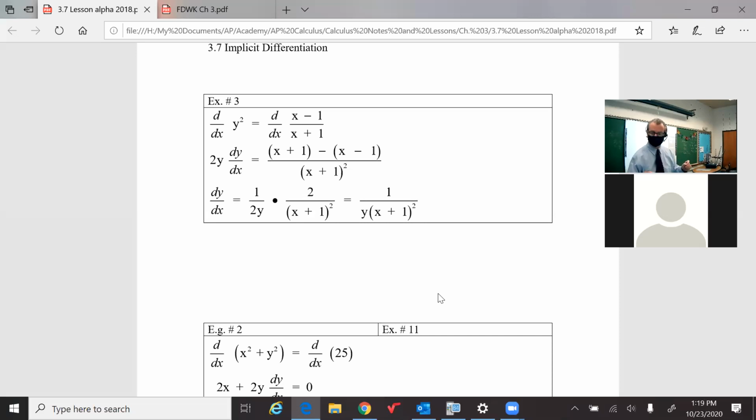Example 2. Now on example 2, there is a picture in your book on page 158. It's the unit circle under a size change of magnitude 5. So instead of having x squared plus y squared equals 1 squared, you have x squared plus y squared equals 5 squared. It's a size change. But we want to find the slope.